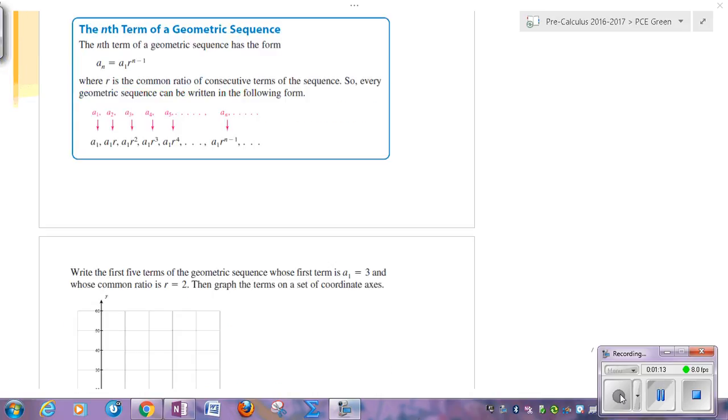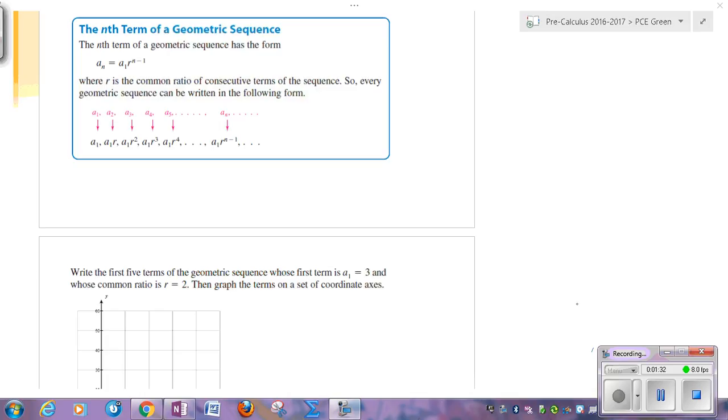Okay, another formula that you don't have to memorize because you get a formula sheet for your quest. The nth term of a geometric sequence is a sub n equals a sub 1, your first term, times r, your common ratio, raised to the n minus 1. Okay, so that's going to be the formula that you're going to use.